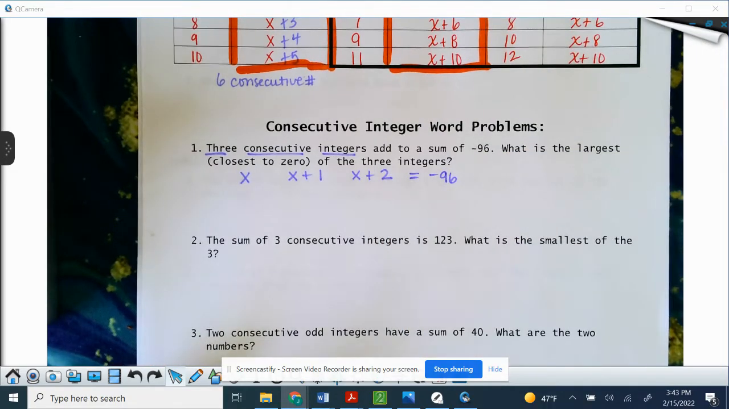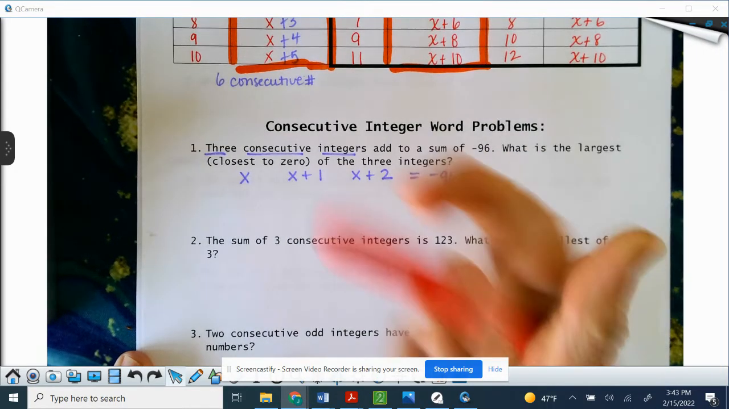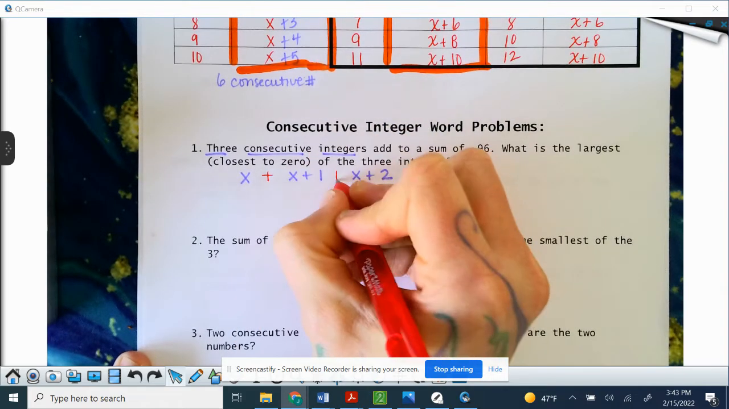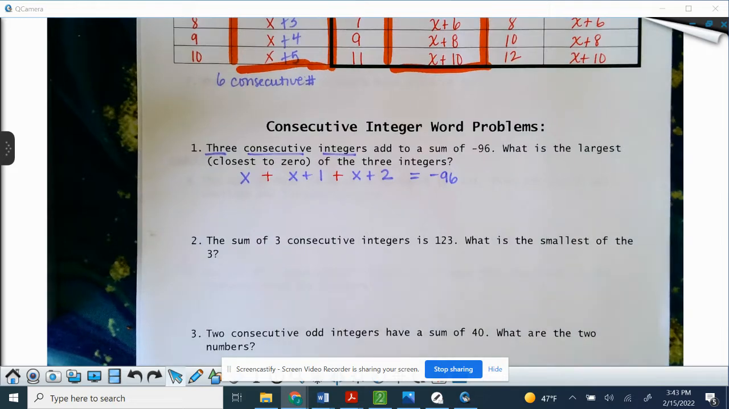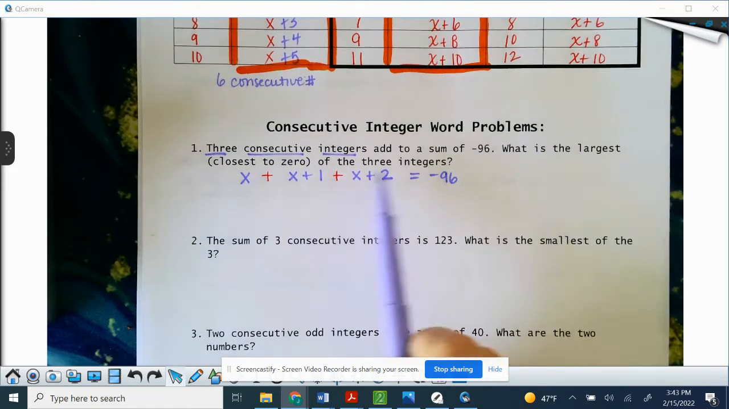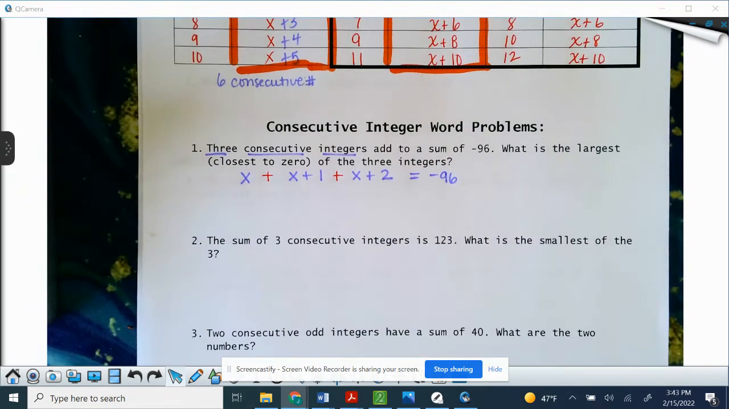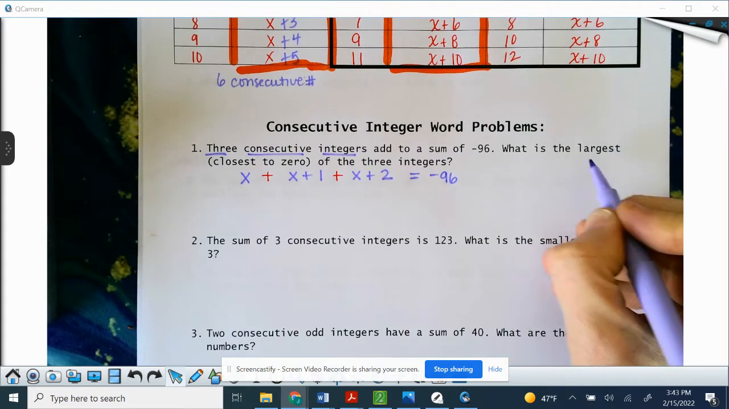So that means add to a sum. So that means I'm going to add those three numbers together. That number 1, number 2, number 3 equals a negative 96. We're going to hold off on the question part because we need to find out what these numbers are. But the question is, what is the largest? So we're going to come back to that.